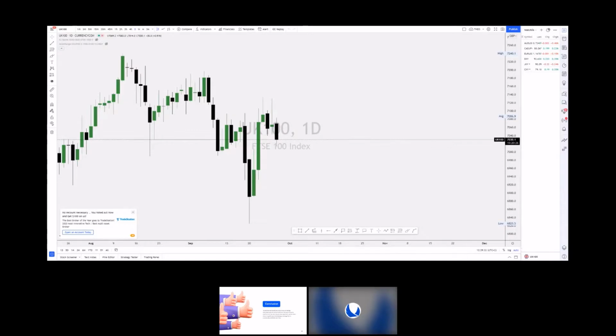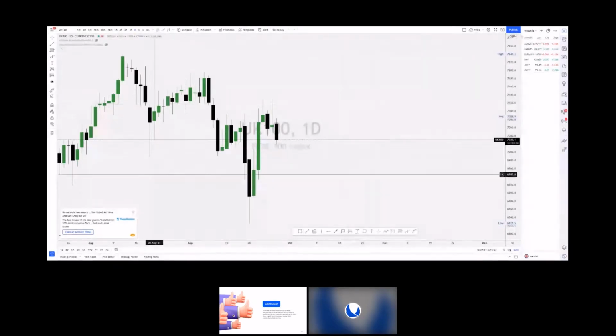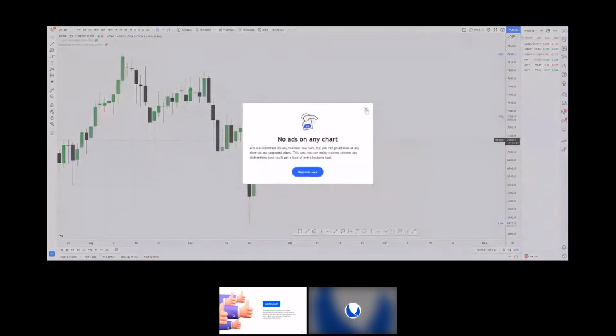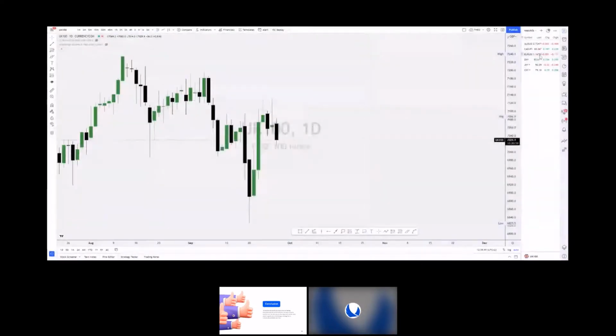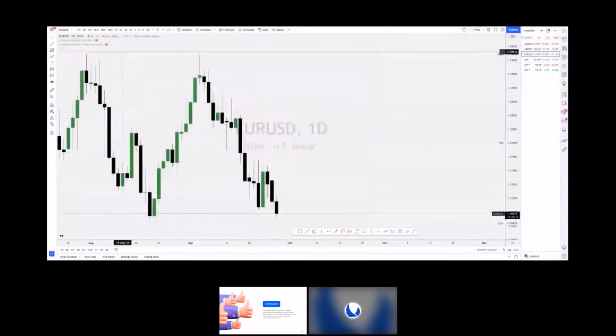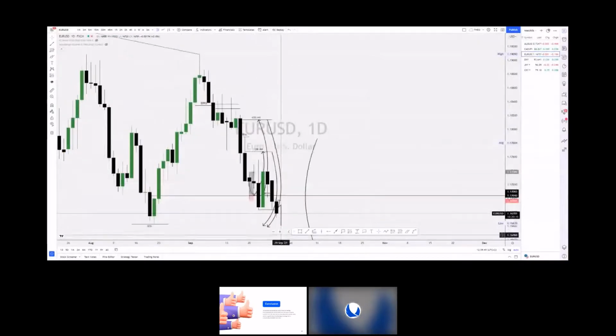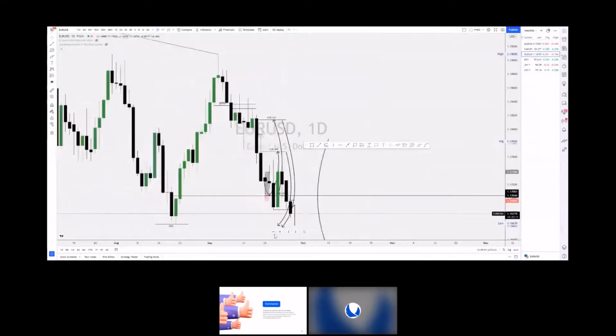So let's quickly see my trading strategy. I already have my charts marked out. This is from last week's charts. Don't mind it being rough or anything. Those are the many things I do on my charts.